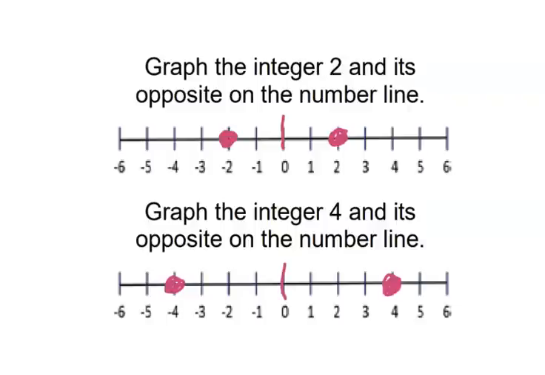That's it. Sometimes they'll try to trick you and ask you to do the opposite of the opposite, and that just lands you right back where you started. So if you start at 4 and you go to -4, and then you do the opposite of that one, and you're right back there. It's something that they do sometimes for a trick, but anyway, that's how you graph these.